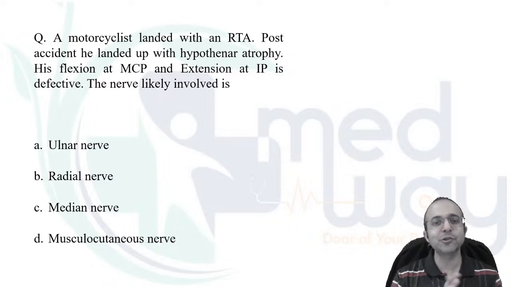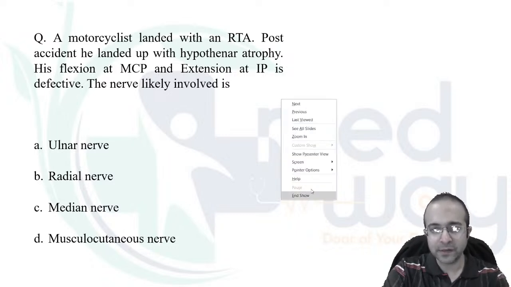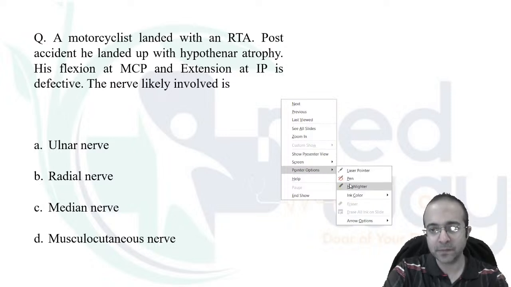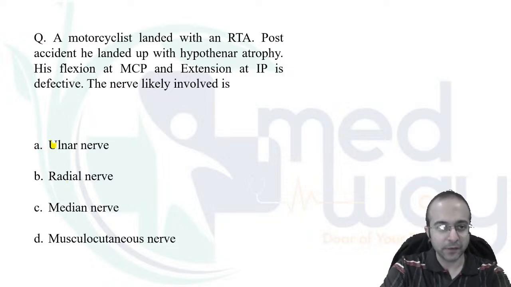With that mention of claw hand, I think you're very clear that this was a case of ulnar nerve palsy. So here the answer would be ulnar nerve. I think this was quite a simple kind of question. So here ulnar nerve would have been the best answer.